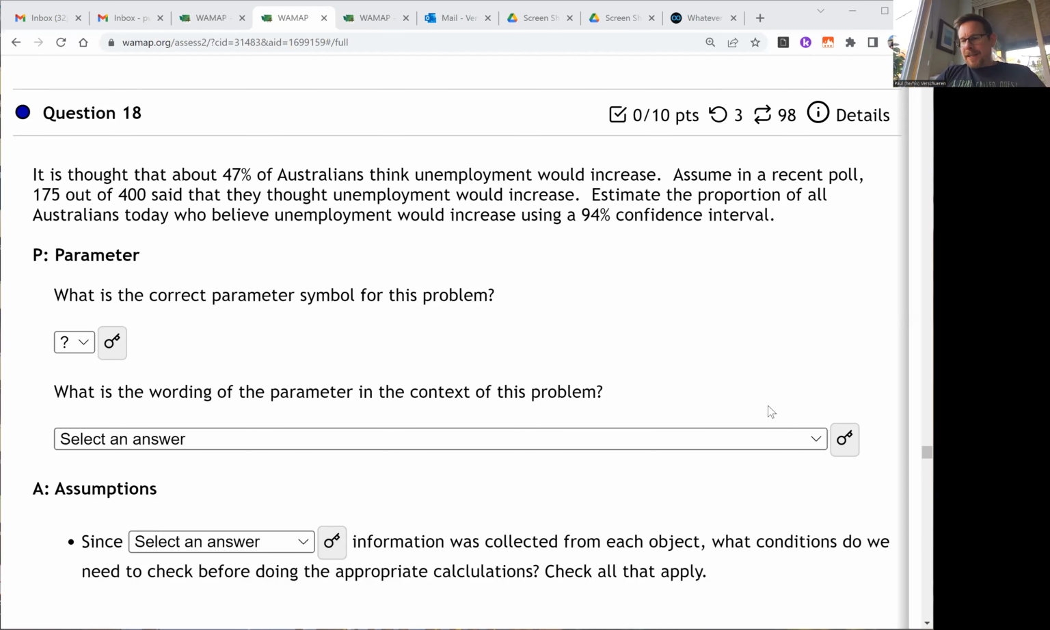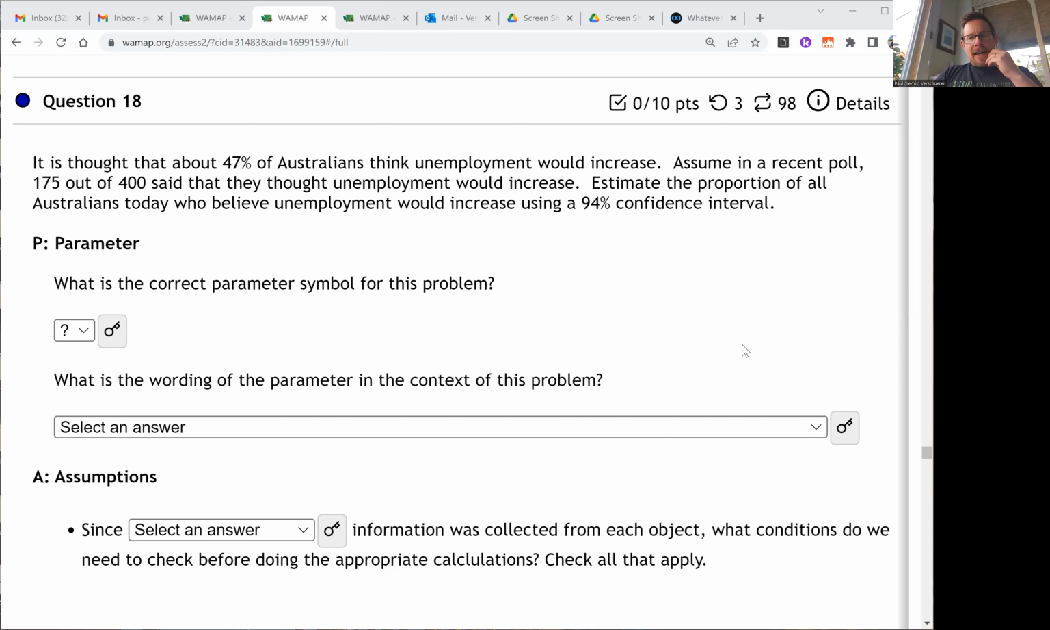Good afternoon. It is Sunday afternoon, and I just saw a post on the forum about question 18. I spent some time with students at the end of the week last week going over this question, and there are a lot of little details. So I'm just going to go over this right now.